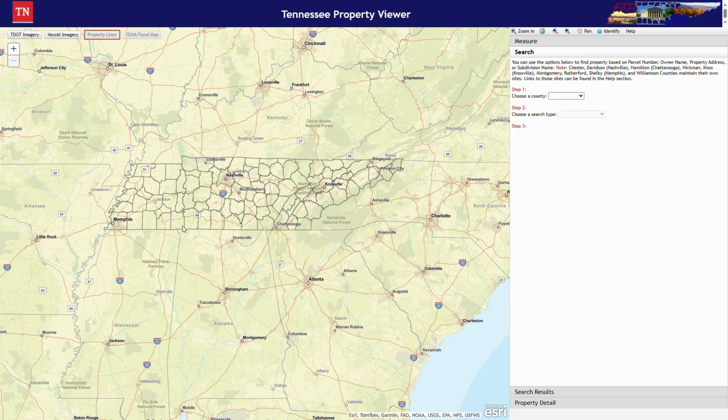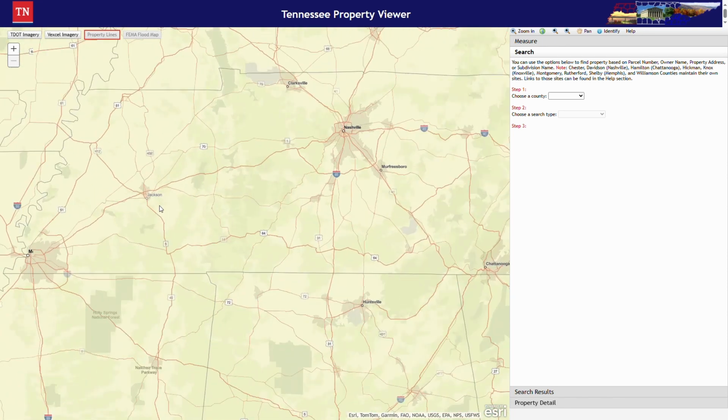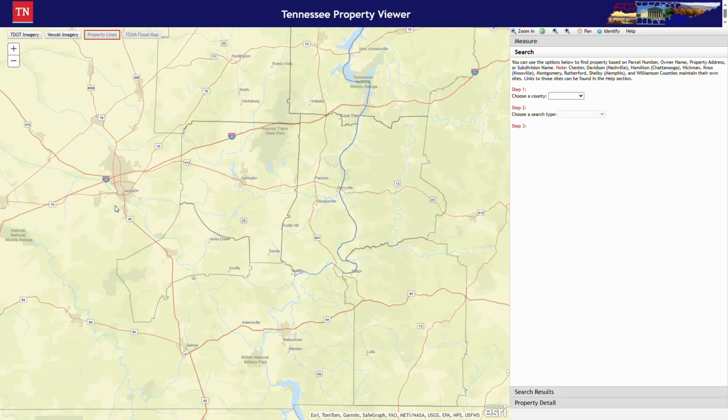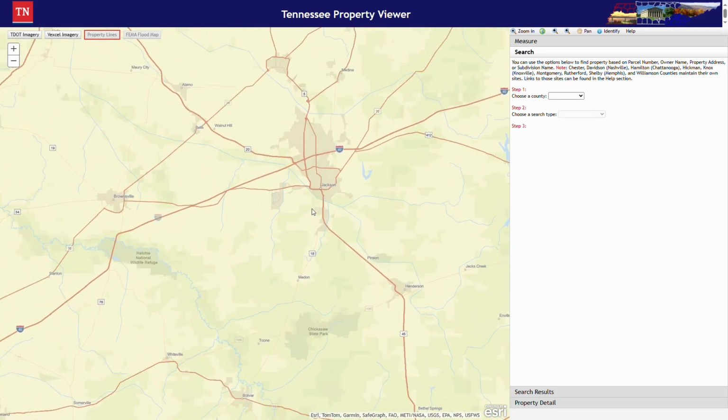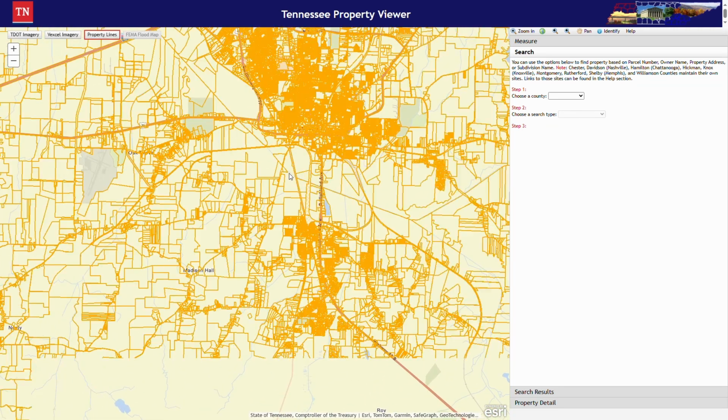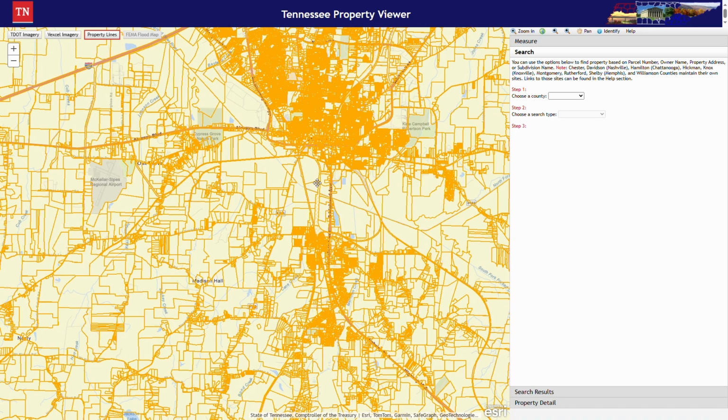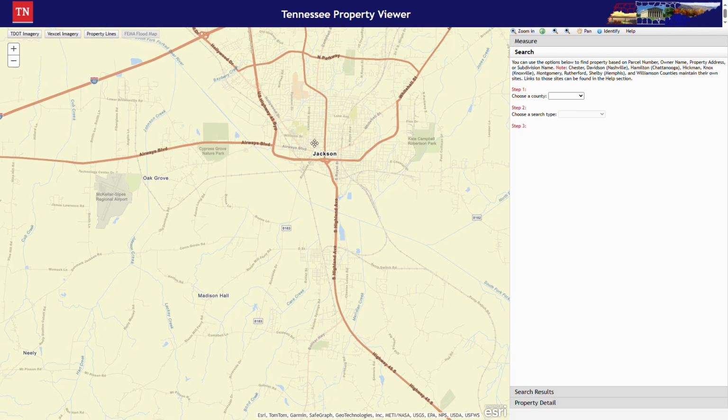A property viewer like this is going to give you a lot of information like that and a lot of other information. Let's say, for the sake of an example, you're in West Tennessee. You're relatively near the city of Jackson. Decent sized city. You think it might be a good place for your business. I'm going to first turn off property lines. Okay, so here's the city of Jackson.